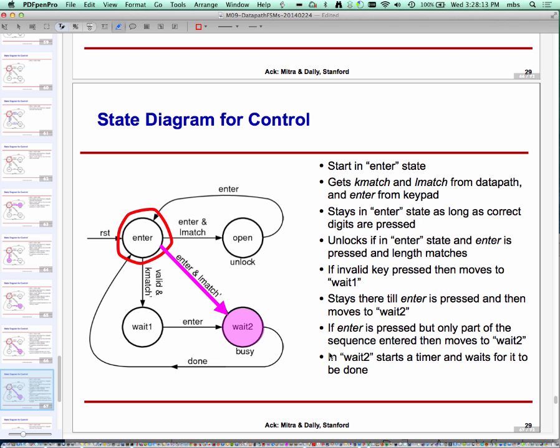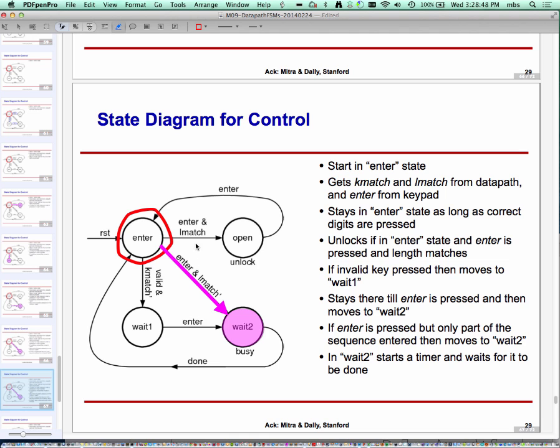Does that mean that, because you have not K match already, when you press enter for not K match, it already goes straight to wait one? Does that mean that you can assume that when you press enter and L match, then K also matches in a sense? Is that what you're? Okay, so you're referring to this downward arrow? Yeah, I'm comparing that one with the one that goes to open.